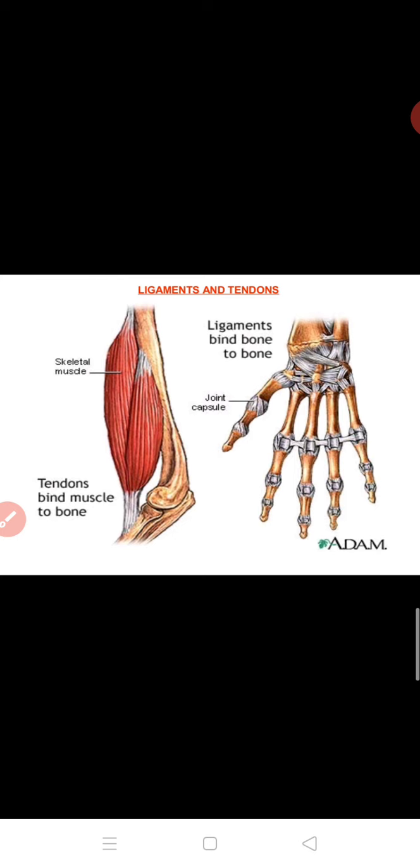आपने सुना होगा कभी किसी का फ्रैक्चर हो जाता है तो बोलते हैं बोन का फ्रैक्चर नहीं है, पर लिगामेंट का फ्रैक्चर है. So what is a ligament? It is actually a tissue which connects bones with other bones.